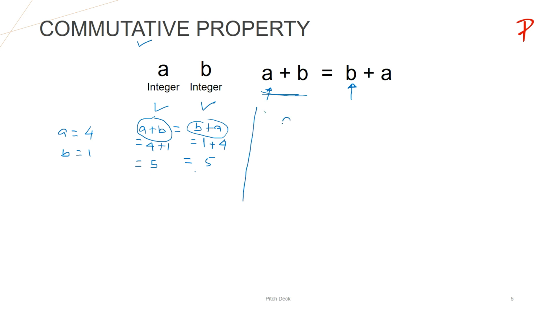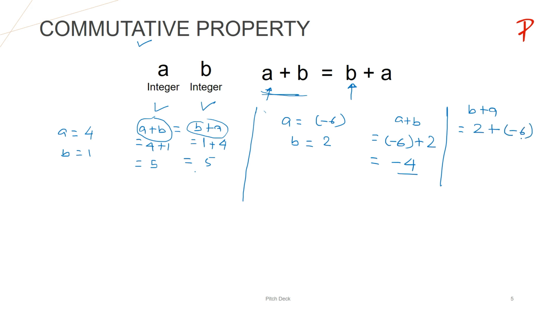Let us take one more example. a is, say, -6 and b we have 2, and we need to perform a plus b. a is -6 plus 2, which is going to be -4. Okay, now we are going to see b plus a. b is 2 plus a is -6. So I will draw a number line.